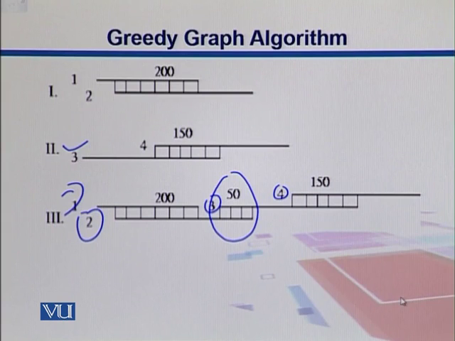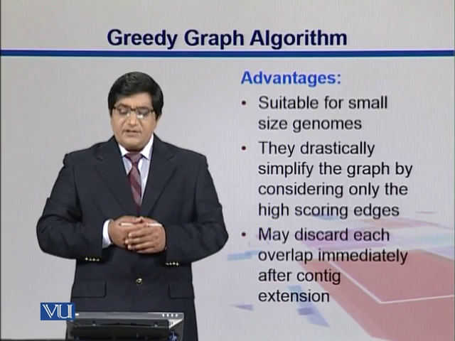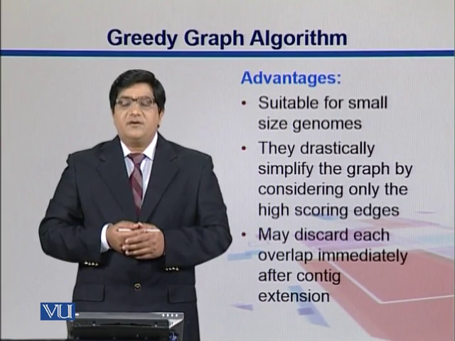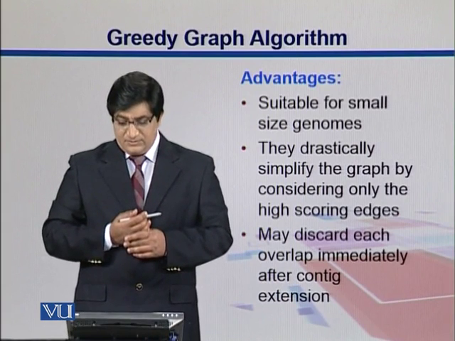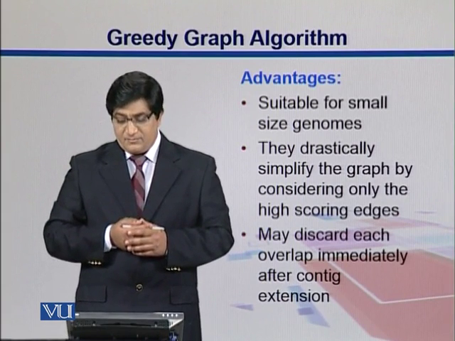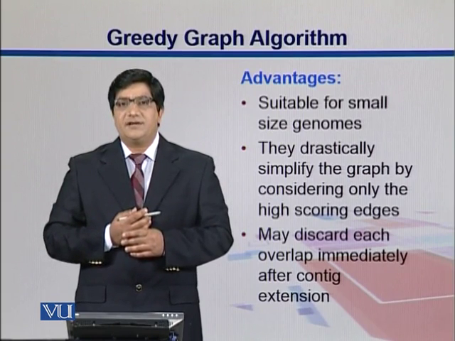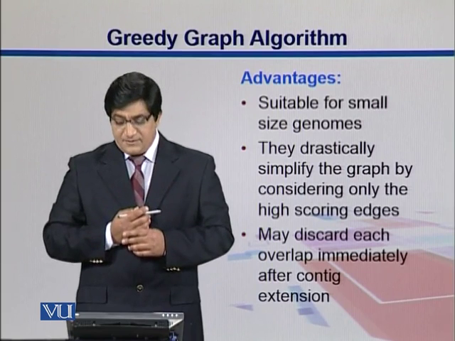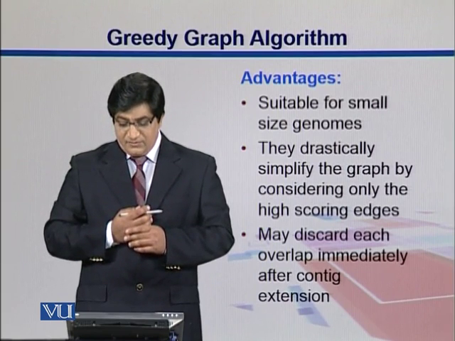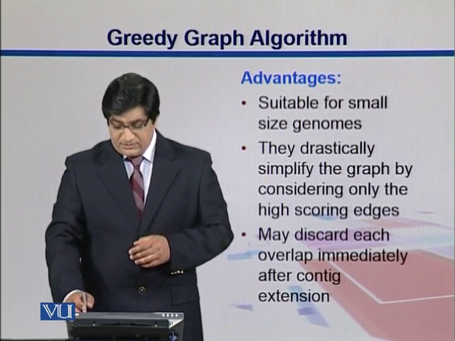So that is simple overlapping. The advantage of this is that it is suitable for small size genomes. They drastically simplify the graph by only considering the high scoring edges, only the edges where we can have those high overlaps. And we may discard overlaps after contigs are extended.